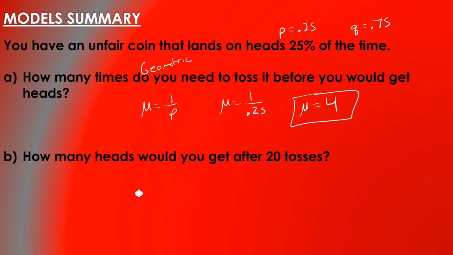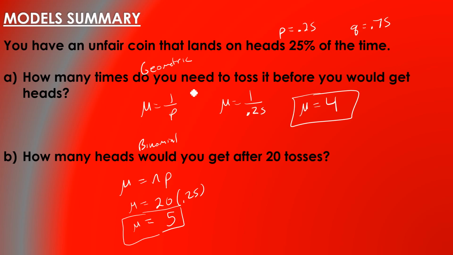How many heads would you get after 20 tosses? So that is binomial. And that's going to be NP. So 20 times 0.25. And we will get, I believe, 5. Yes. Now, I didn't ask for a standard deviation for either of these, but the point for right now is to know whether the situation is geometric or binomial.